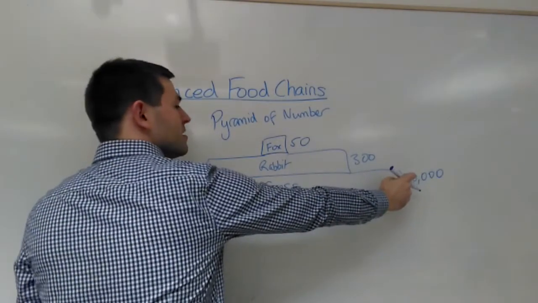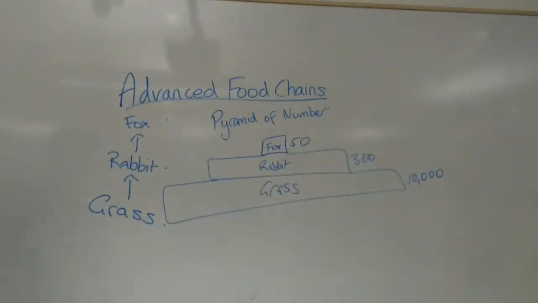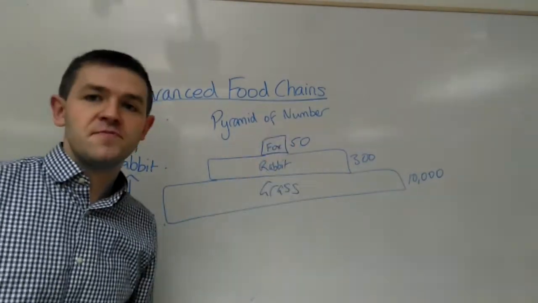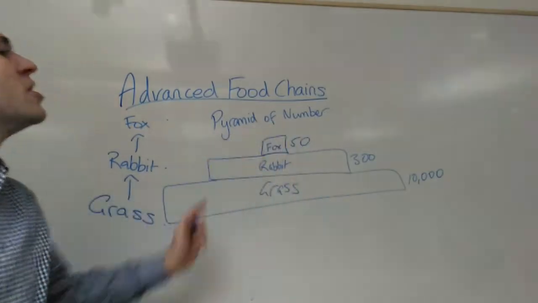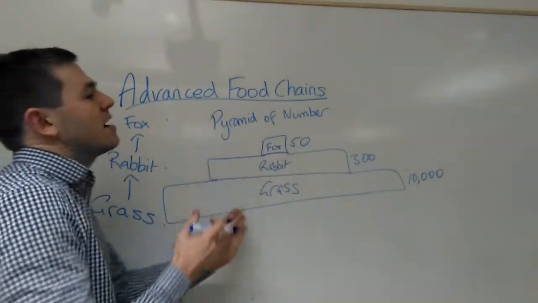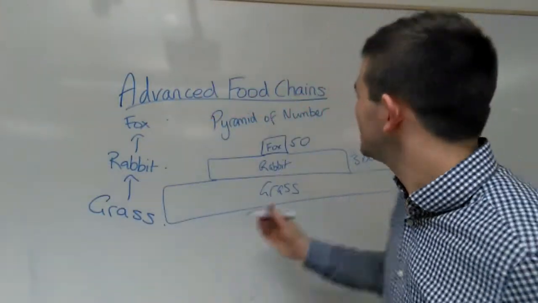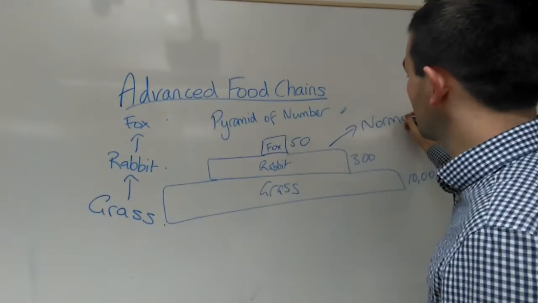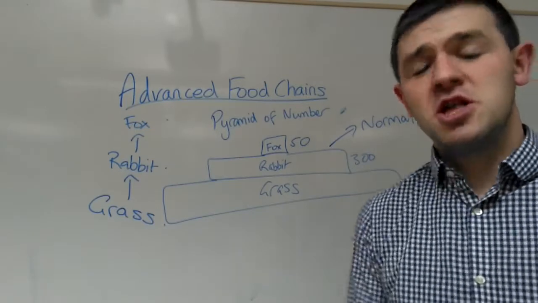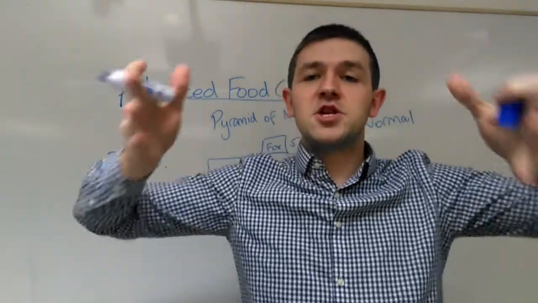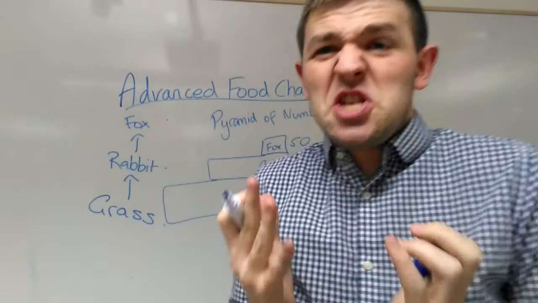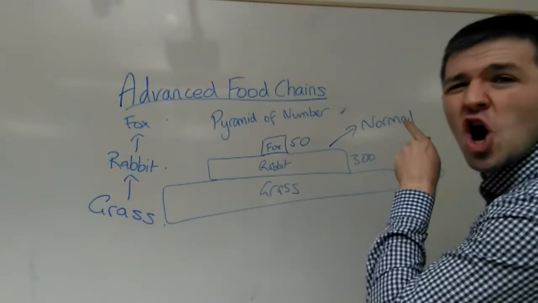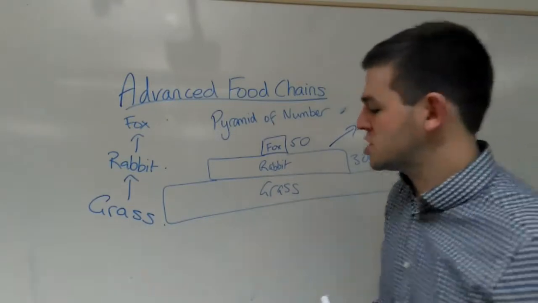This is much bigger at the bottom because there's more bits of grass than there are rabbits, than there are foxes. So overall, you can see that it's going to get bigger and bigger the further down we go. This kind of shape is normal. Usually there's more at the bottom, at the top there's less, because we know top predators are usually really, really big. It's not always like this though.